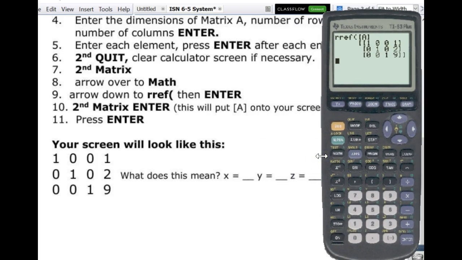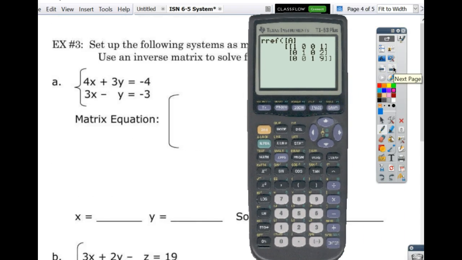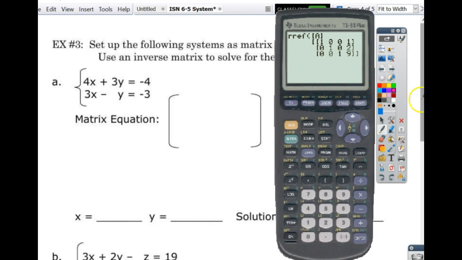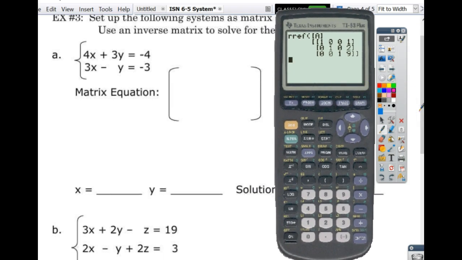So, what is the X answer on this one? 1, and the Y, and the Z, which is what we just got. Okay? Okay, so this time we're going to type in 4, 3, -4, 3, -1, -3. How big is my matrix this time? How many rows? 2 by 3. Okay.